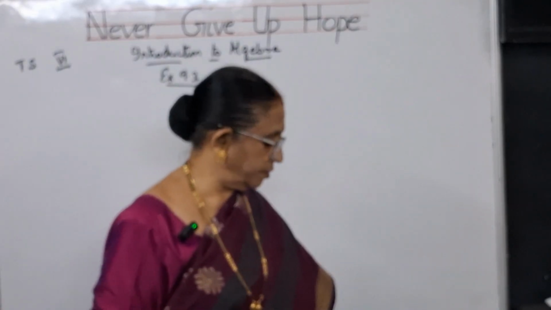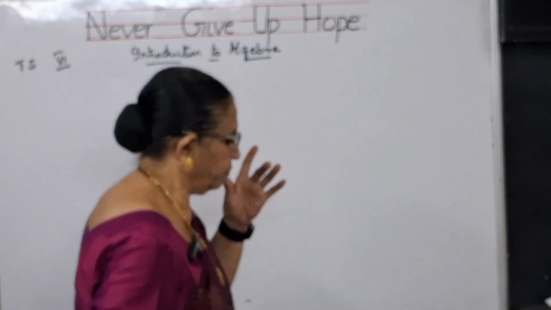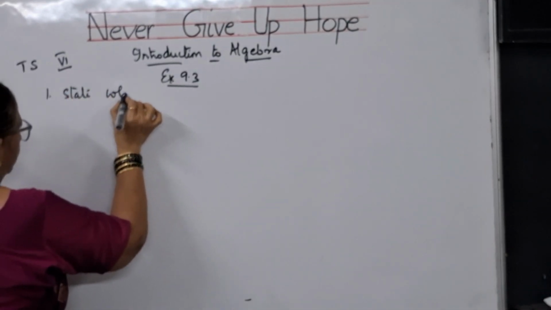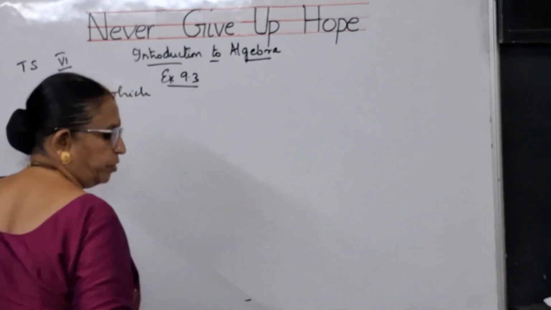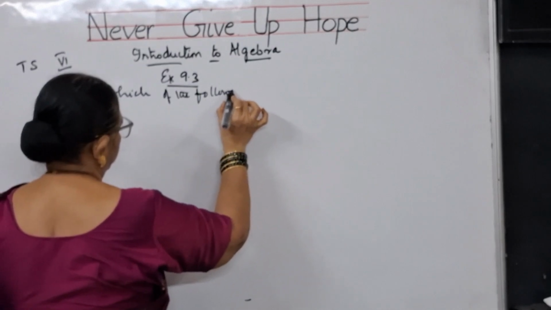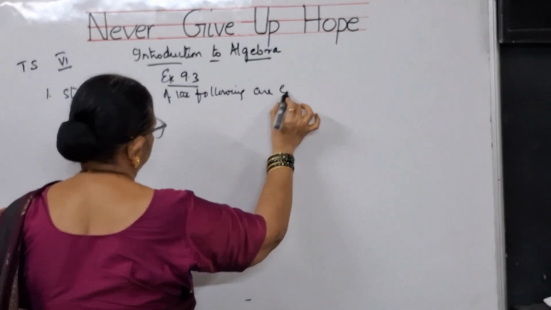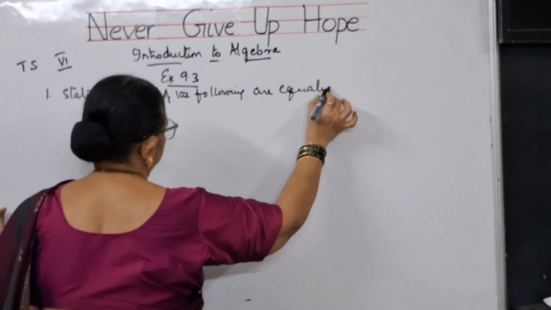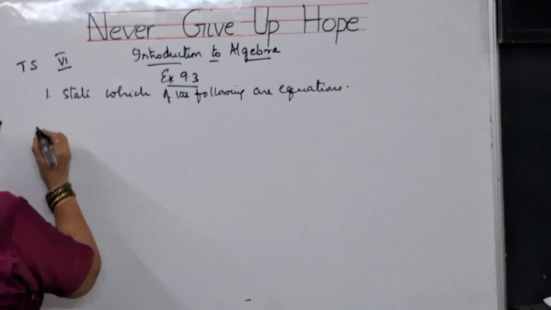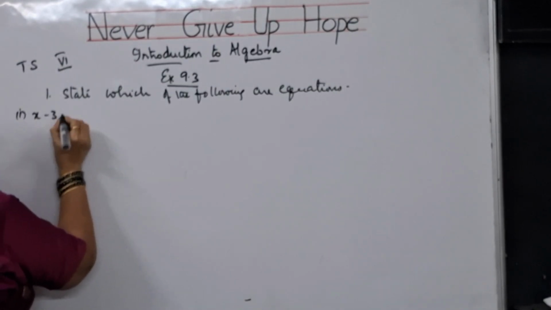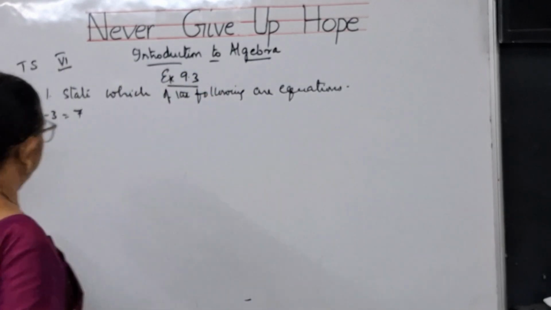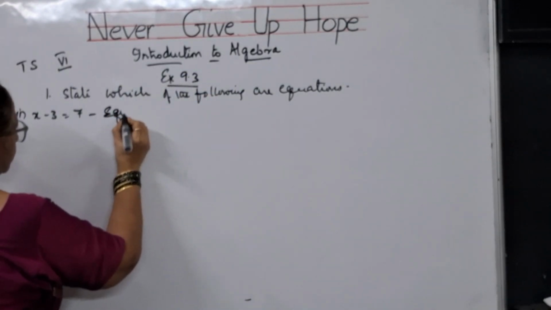Let us now do exercise 9.3. The first one, state which of the following are equations. Equations means, children, LHS and RHS with equality sign. So the first one, x minus 3 is equal to 7. So we will call it an equation.